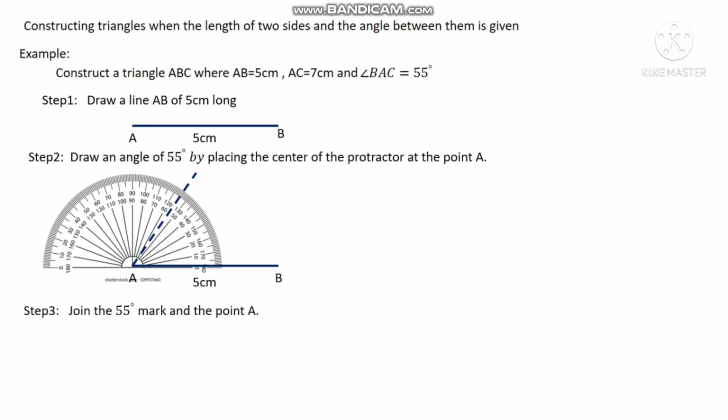Step 3 is join the 55 degree mark and the point A. Here we join the marked point with a dotted line. The angle is 55 degrees. Now step 4 is draw an arc of radius 7 centimeters with A as center. The arc will cut at point C.